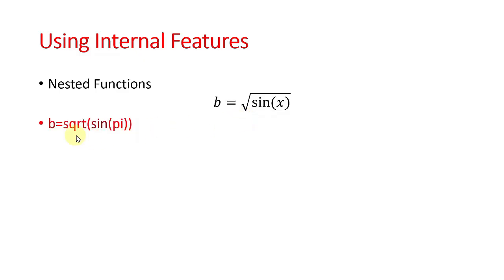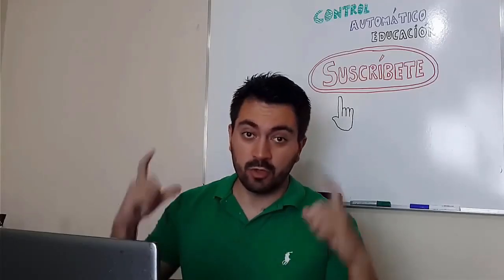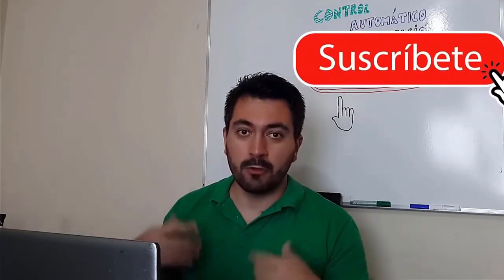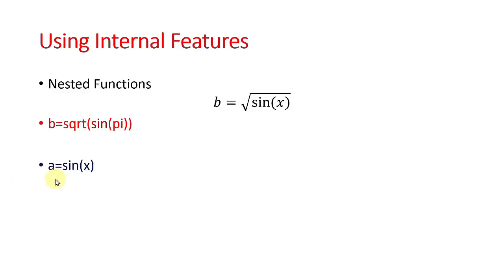In Matlab, we would write it as b equals sqrt, which is a function, and inside the parentheses we're calling the other function, which is the trigonometric sine function, sine of x. So, we need to be very careful with the use of parentheses so that we don't get a syntax error or a calculation error. So, we have to be careful when working with nested functions. Or we could also simply create a variable a where we store the sine of x, and in b we just calculate the square root of a.